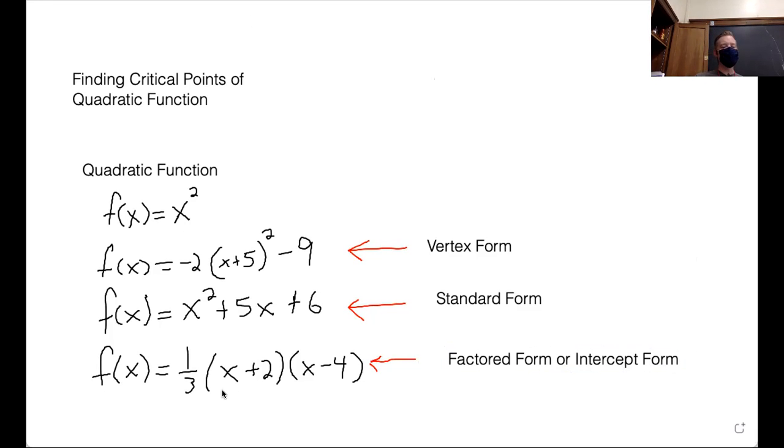Notice here, this last form is a little bit different than the others because we don't see any x squareds here. We only see two different x's. But if we have x times x, that will give us an x squared. So if you were to multiply this through, you would end up with an x squared, but it's written differently. We'll talk about why when we actually get to that form in a few days. We're going to spend time on each of these forms individually, starting with the vertex form probably tomorrow.